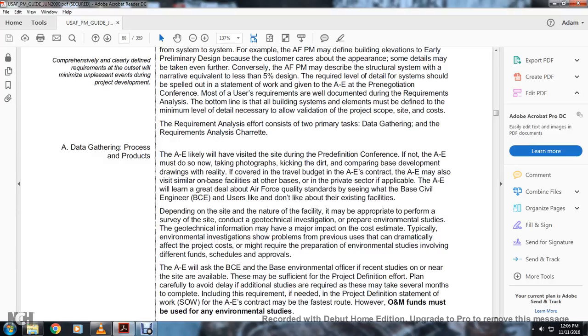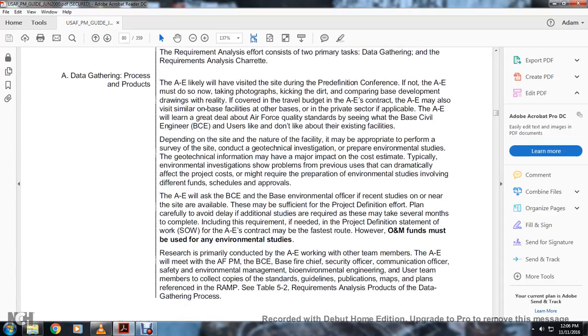Typically, environmental investigations for previously used sites can dramatically affect the project costs and may require the preparation of environmental studies involving different funds and schedule approvals. Architectural engineering will ask the base civil engineer and the base environmental officer for recent studies of the site that are available. They may be sufficient for the project definition effort, but plan carefully to avoid additional studies that may be required. These may take several months to complete, including the requirements if needed in the project definition statement of work. An architectural engineering contract may be faster. However, the office operation and maintenance funds must be used for the environmental studies.